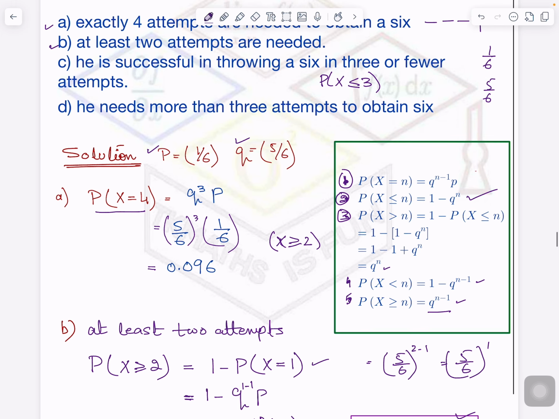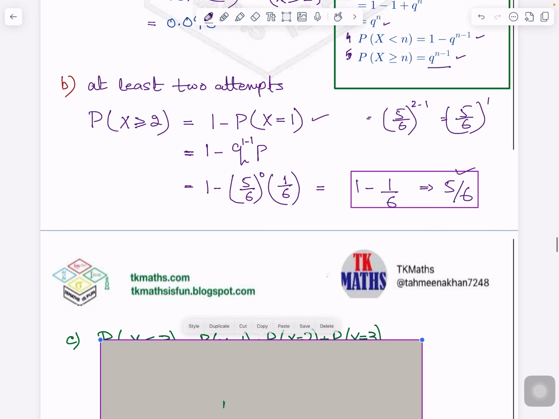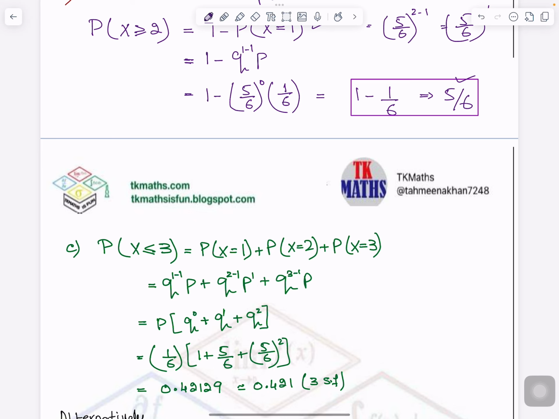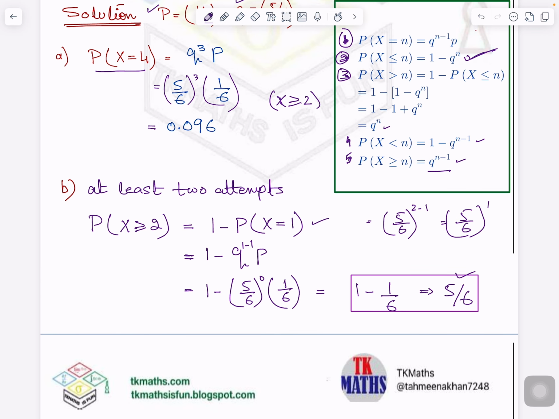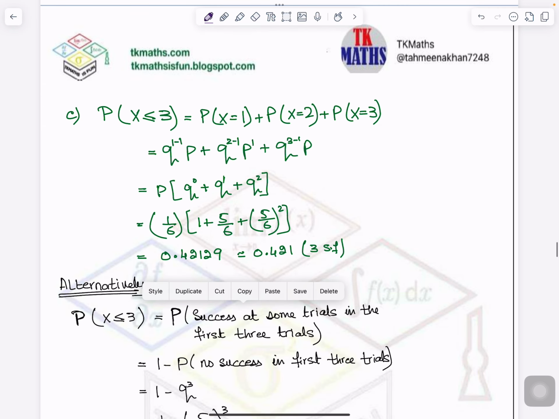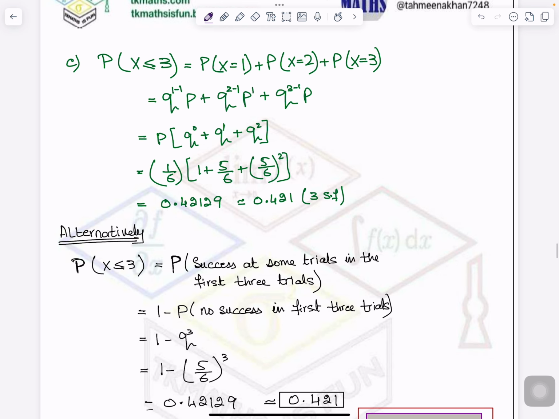So now the third part is, he is successful in throwing a 6 in 3 or fewer attempts. Probability of x is less than equals to 3. One method is what? That less than equals to 3 means 1, 2, 3. And you do all this. Or second method is straight away apply this formula, which is 1 minus q power n. So I have solved this question by both the methods to show you that you can do it. See here, both are giving you same answer, 0.421. Right? So both are okay.